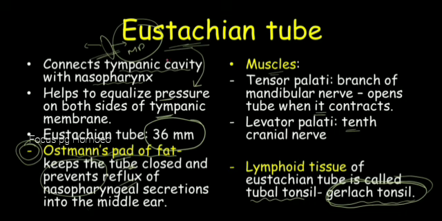So I am just repeating. This Eustachian tube is one of the parts of the middle ear, and it connects the tympanic cavity with the nasopharynx, and it helps in equalizing the pressure of the tympanic membrane. And Eustachian tube is 36 millimeter, and Osmann's pad of fat helps in the prevention of reflux of nasopharyngeal secretion into the middle ear. And muscles, that is tensor palatii and levator palatii. Tensor palatii is a branch of mandibular nerve, and levator palatii is supplied by the 10th cranial nerve. And there is a lymphoid tissue around this Eustachian tube, which is also called tubal tonsil, and it is also called Gerlach tonsil. So this is all regarding the Eustachian tube.